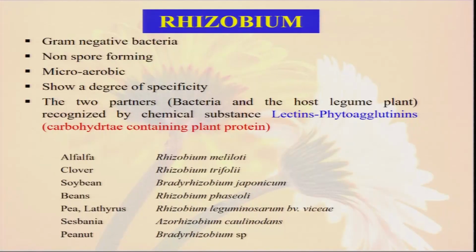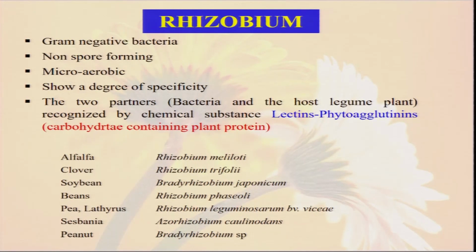It is a gram negative bacterium, it is microaerobic. Microaerobic, it needs a certain amount of oxygen. So, if there is too much flood or too much water stagnation, the productivity or the nitrogen fixation capacity of the rhizobium will decrease. Similarly, all the rhizobium species are not the same for all crops.